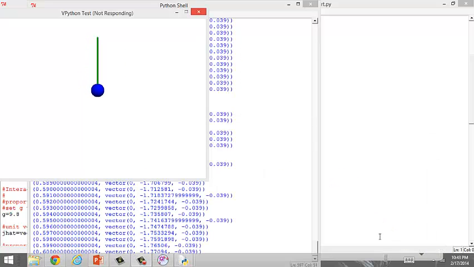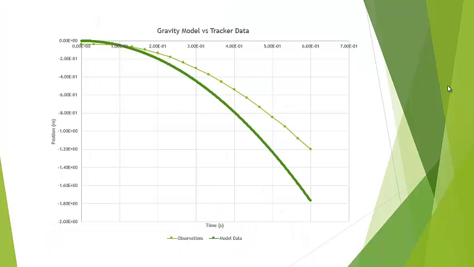The data from the model and the data from Tracker were used to construct a graph. As shown here, the model grossly overestimates the acceleration and final position of the object. This leads to the conclusion that gravity is not the only force affecting the system.